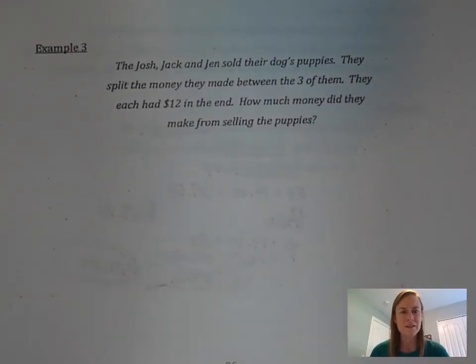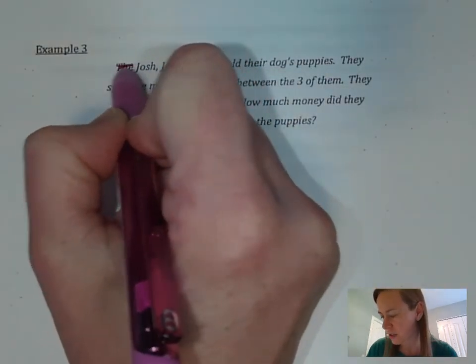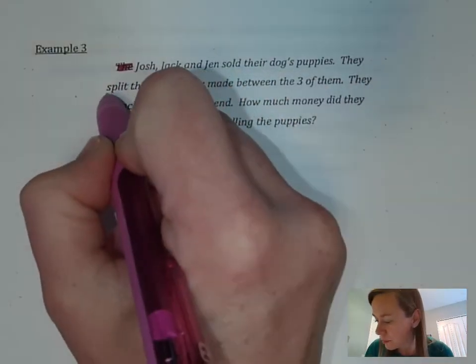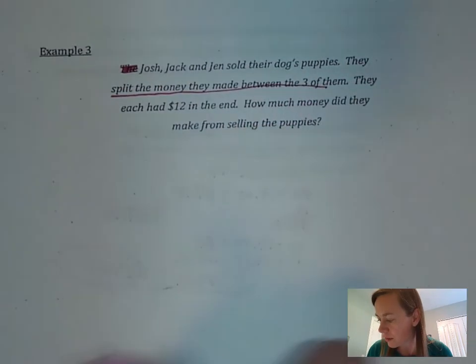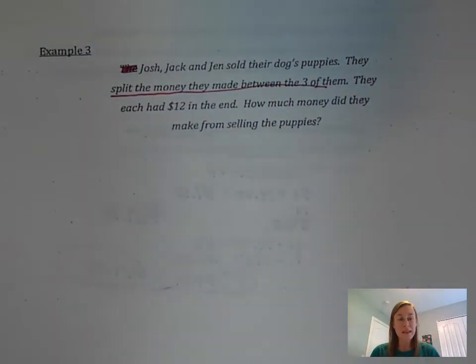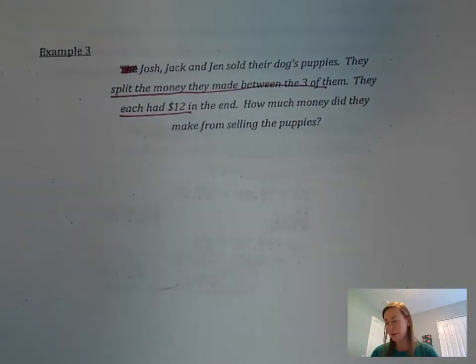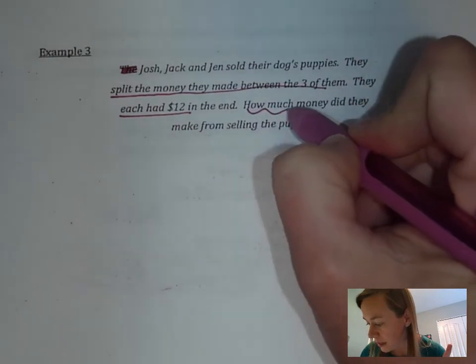Josh, Jack, and Jen sold their dog's puppies. They split the money they made between the 3 of them. Then they had $12 each in the end. Each had $12. How much money did they make from selling the puppies? Okay, that's the question. How much money?